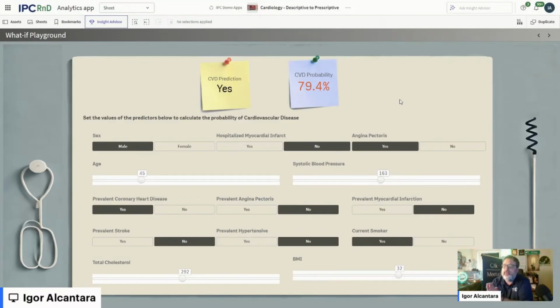That's what we believe. So this is one example. Got a patient here to show you, a patient with a probability of almost 80% chance of developing cardiovascular disease in the next 5 years.